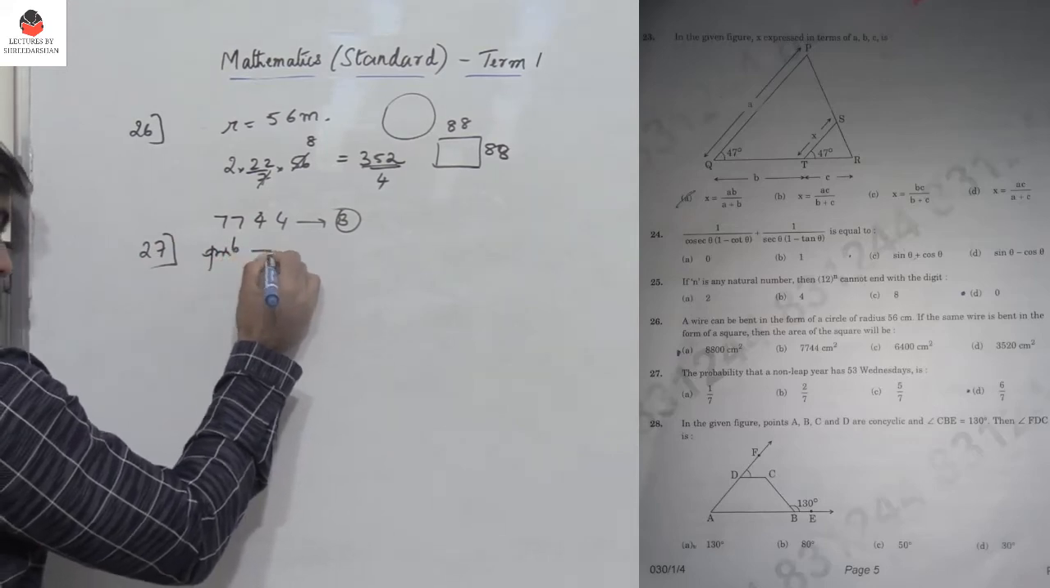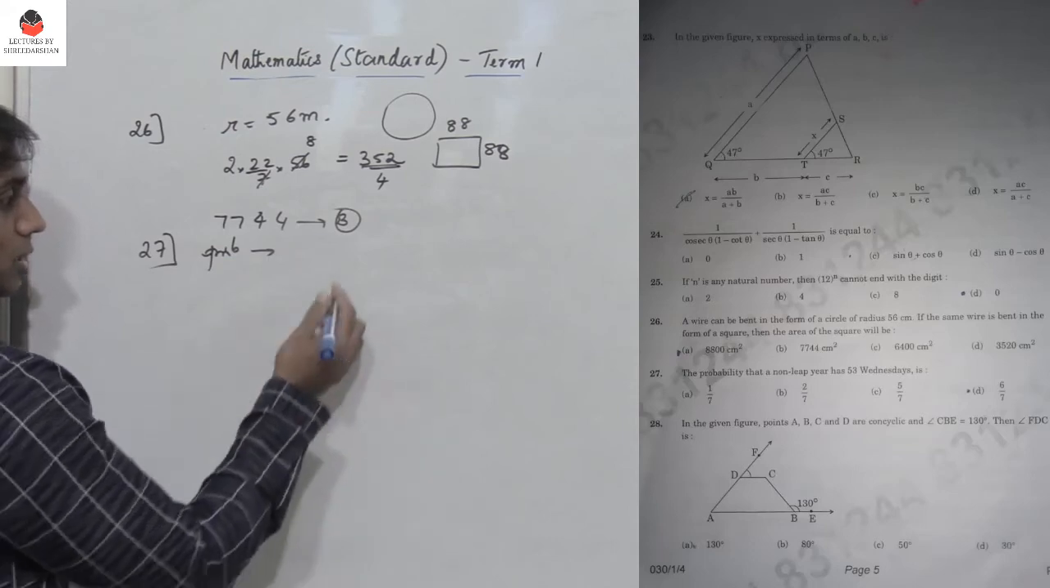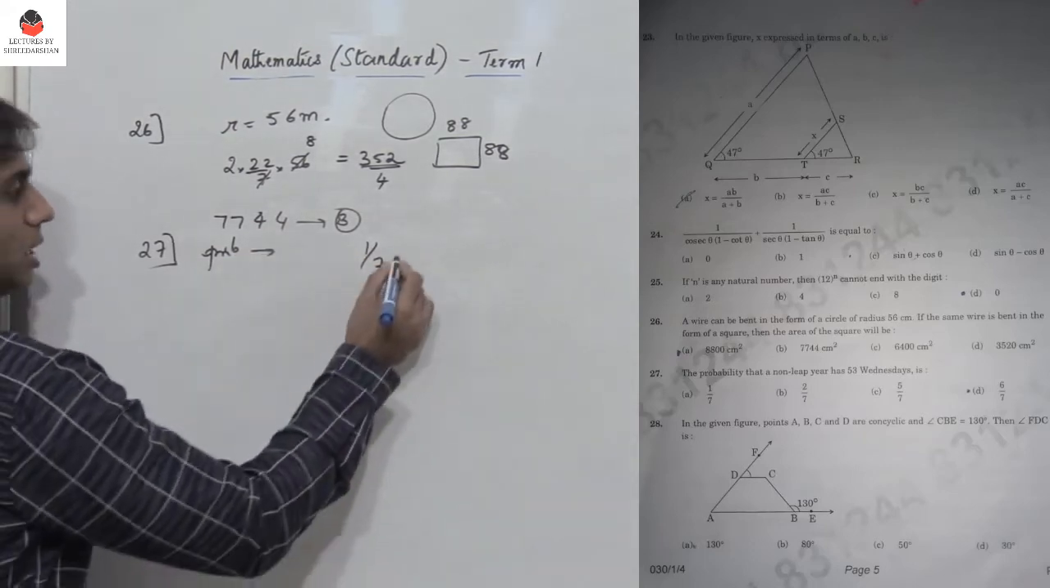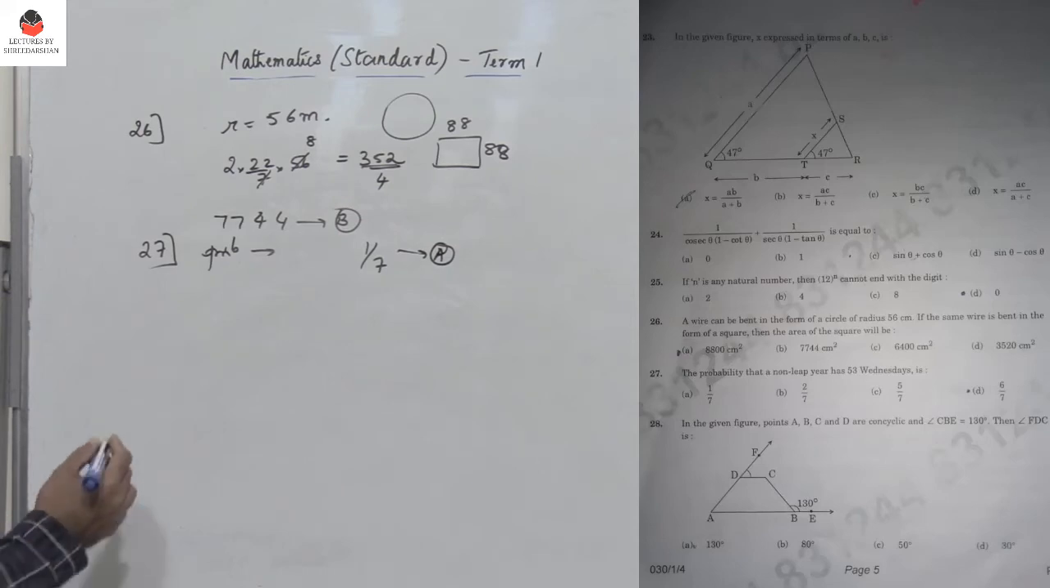Probability of a non-leap year which has 53 Wednesdays is, so it is nothing but 1 by 7. Again, a very common question which keeps getting repeated. Since you have 7 days in a week, one of the days being Wednesday is 1 by 7.